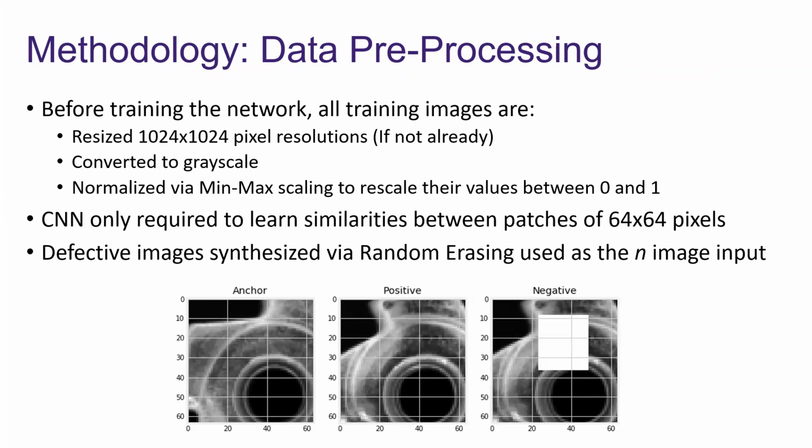The random erasing technique utilized essentially erases a random part of an image of a random size, enhancing the sensitivity to local deviations. So the figure at the bottom visualizes an input sample of APN to the triplet network, and as you can see, the negative image is where the random erasing has been applied.